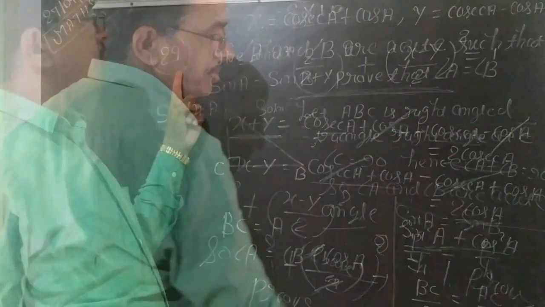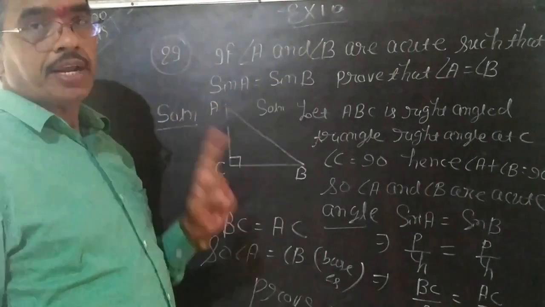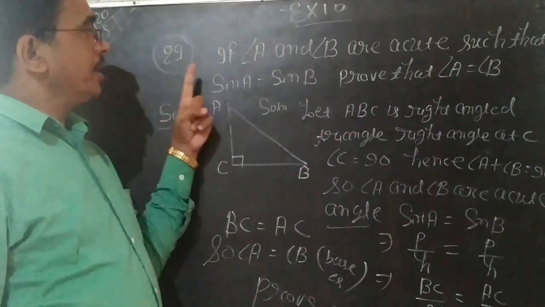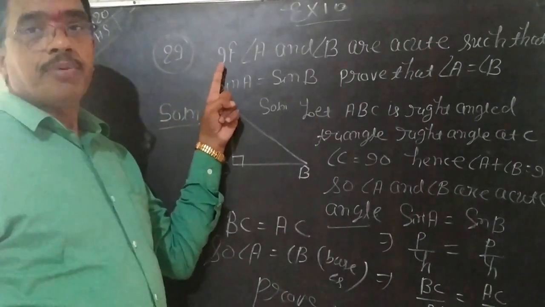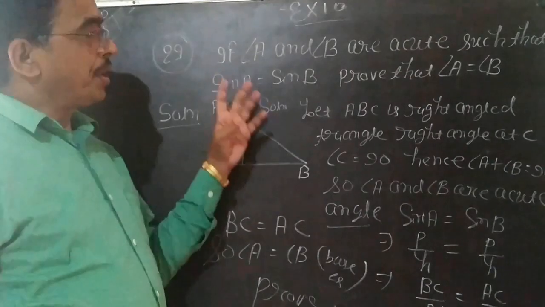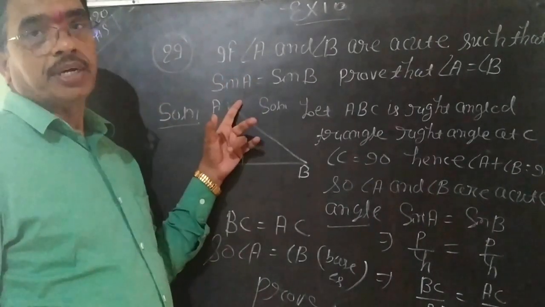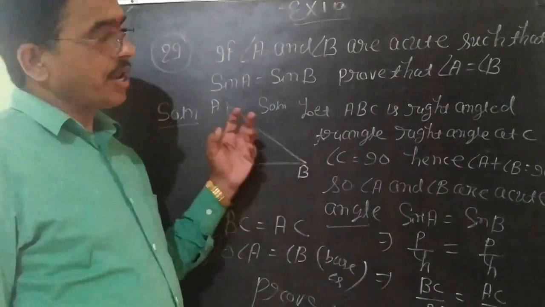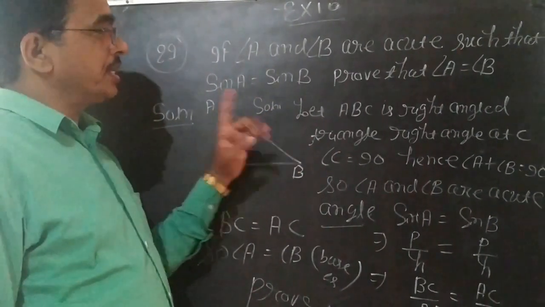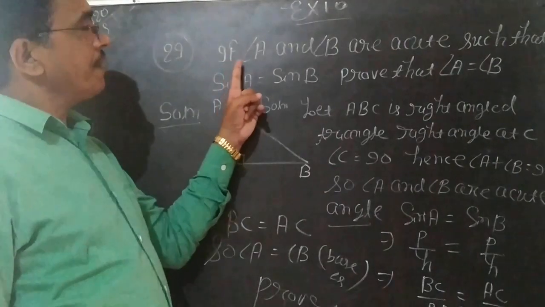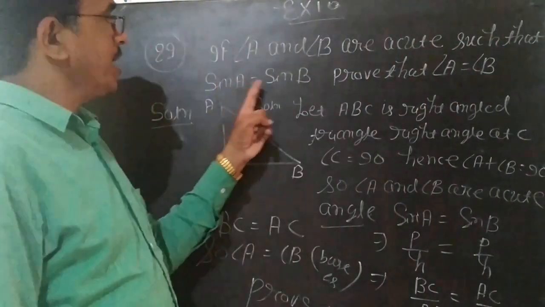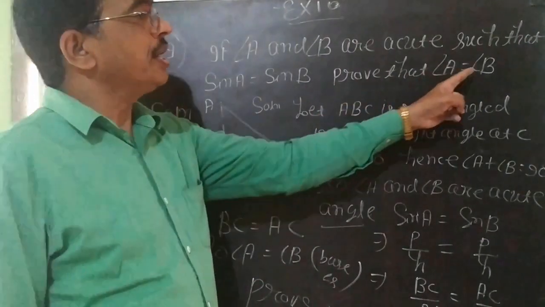That is now question number 29, exercise 10. It is the second last question of this exercise. This question is solved in the example with a very large method, but you can solve by this type of method. So try to solve by this method. You save your time in the examination periods. How you can solve? First read the question. If angle A and angle B are acute such that sin A is equal to sin B, prove that angle A is equal to angle B.